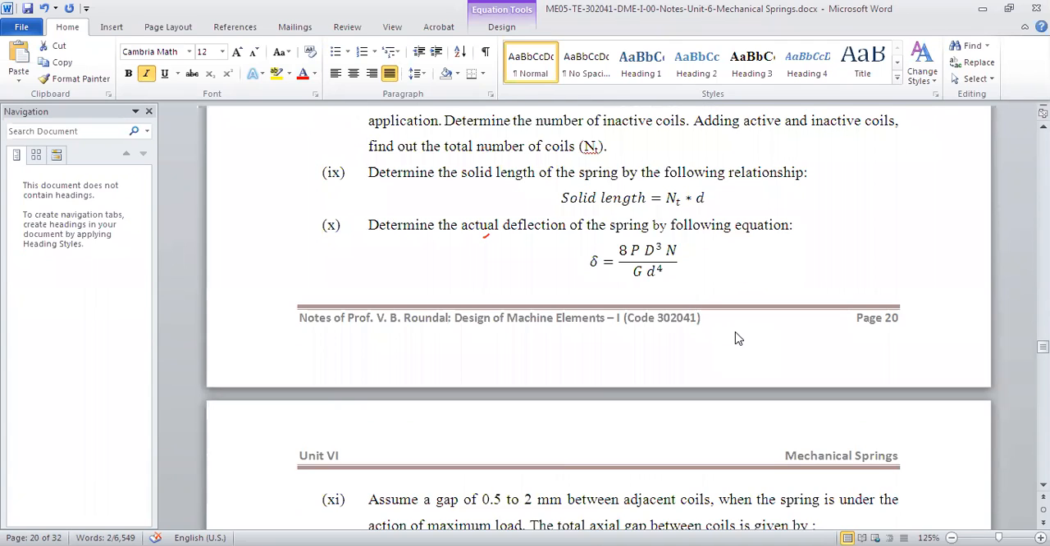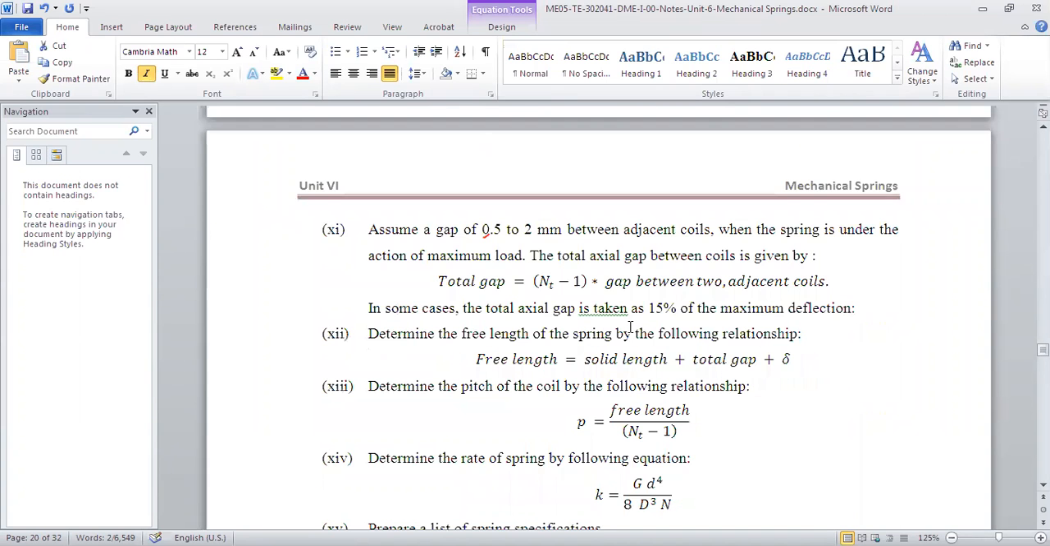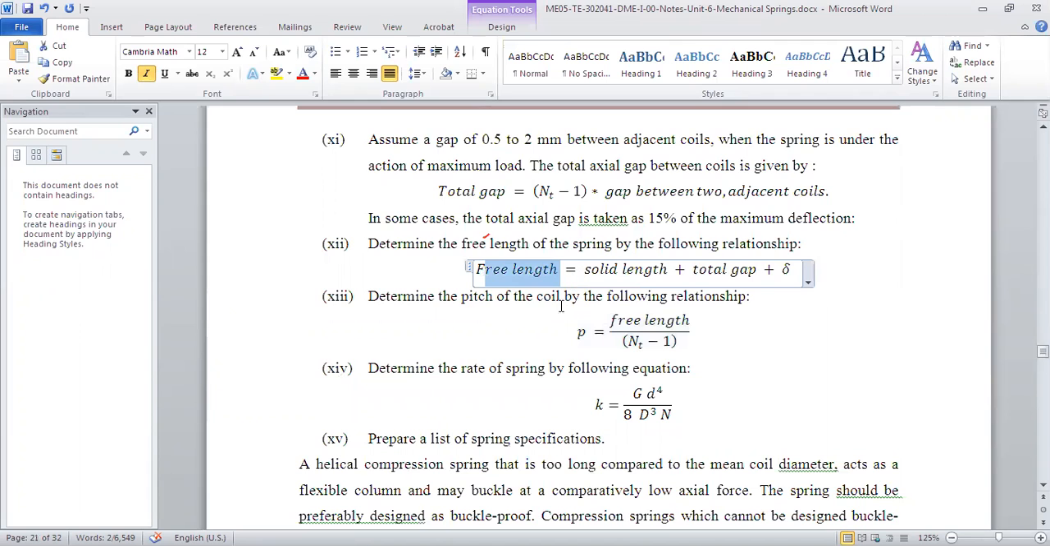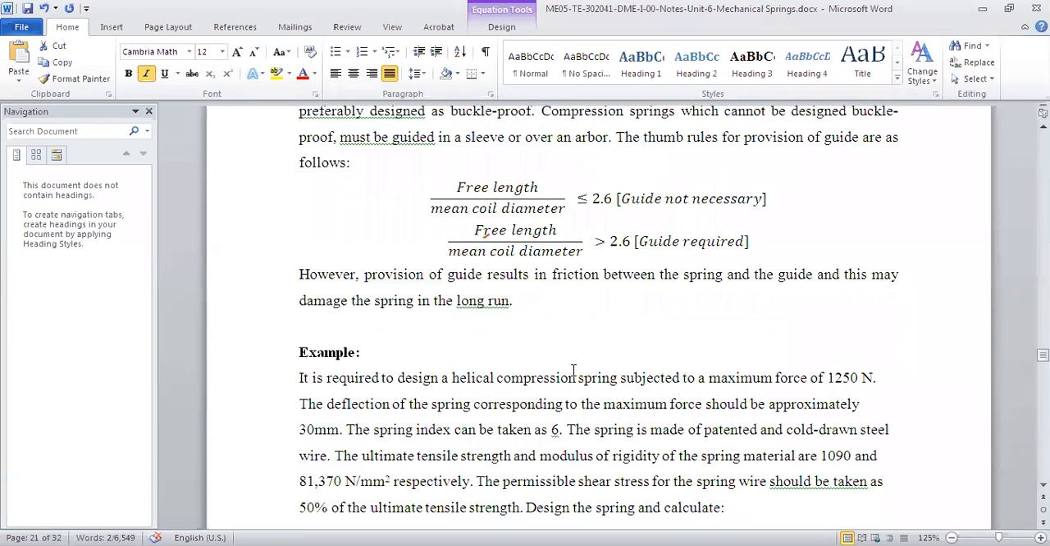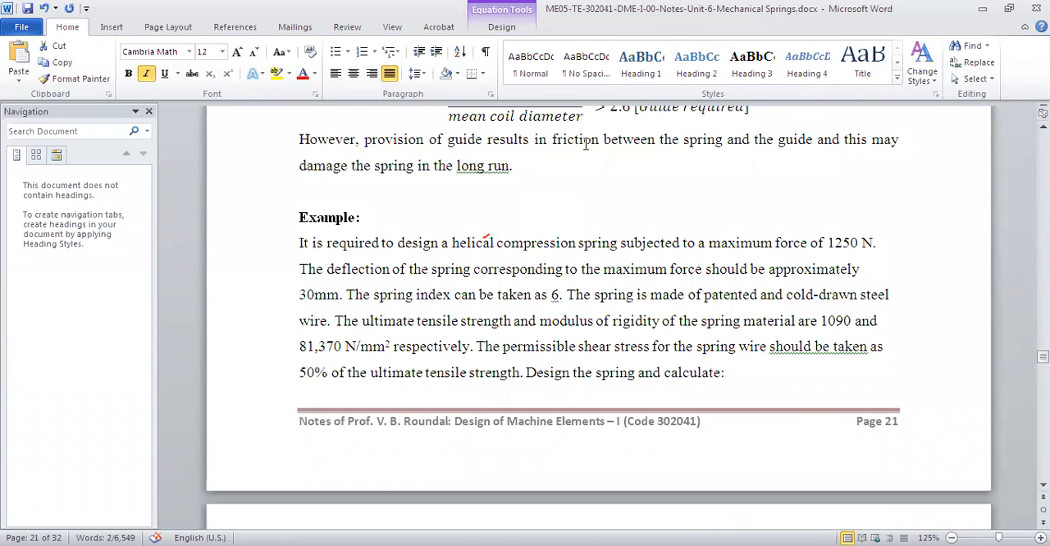And once NT is finalized, calculate the solid length, and then the actual deflection delta depending on the number of coils. Then find out the total gap, (NT minus 1) into the gap between two coils, or you can take some percentage of maximum deflection. Find out the free length, and once we know the free length, you can find out the pitch and the actual stiffness of the spring. And at the end, whether the guide is required or not will be decided depending on the ratio of free length and mean coil diameter. Okay, so this is how the design is done. If you guys have followed it and you are okay with it, I will go ahead with the numerical on that.